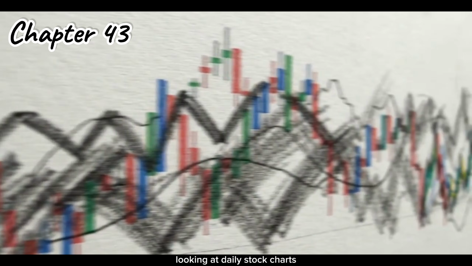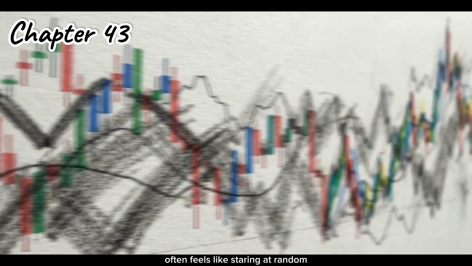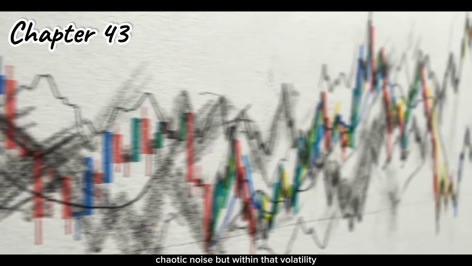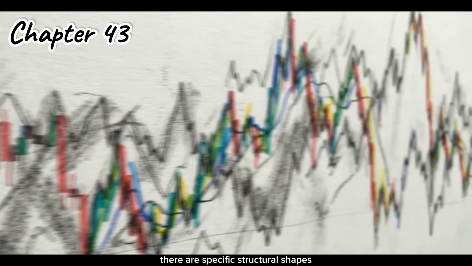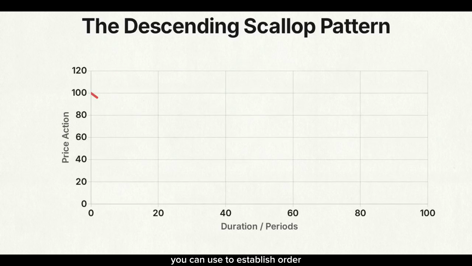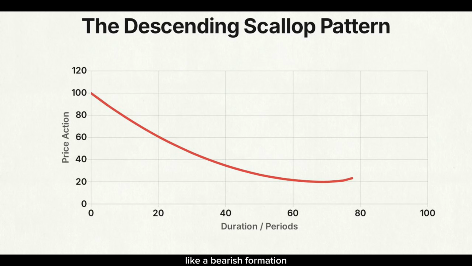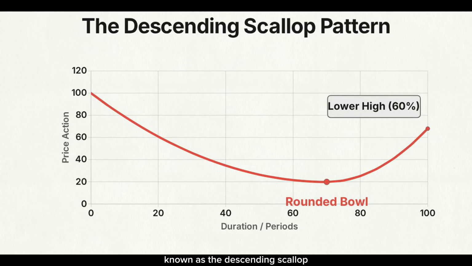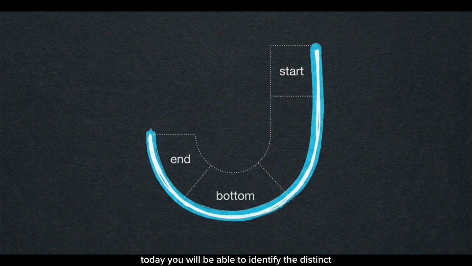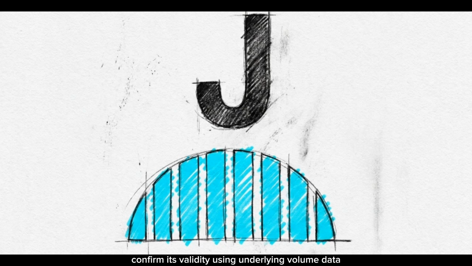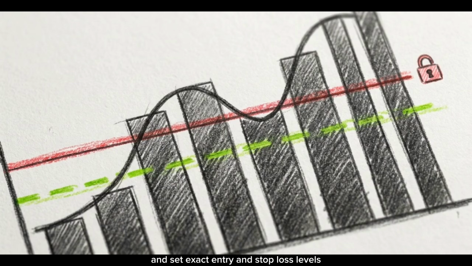Looking at daily stock charts often feels like staring at random, chaotic noise. But within that volatility, there are specific structural shapes you can use to establish order, like a bearish formation known as the descending scallop. Today, you will be able to identify the distinct reverse J shape of this pattern, confirm its validity using underlying volume data, and set exact entry and stop-loss levels for your trades.